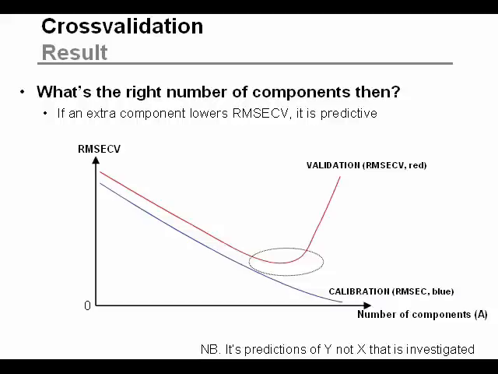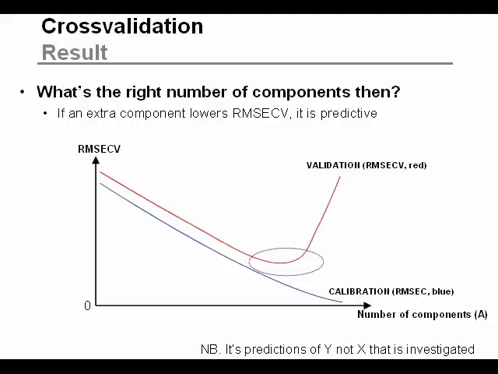The blue line, the calibration, is showing that the more components we use, the better we predict the actual samples. But for the cross-validated samples, the samples that are left out, there's a minimum in the curve. So that will be the optimal number of components to use.